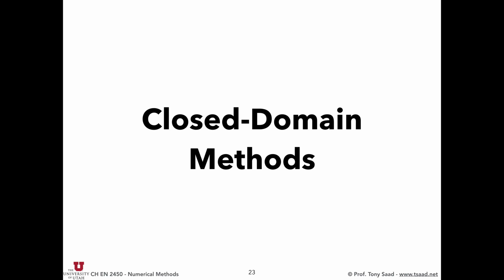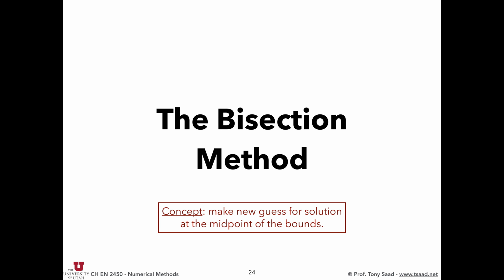Next, we will look at closed domain methods. And like I said earlier, these methods are based on bracketing a root and then refining that bracket until we hit the root. And the first method we will look at is one of the simplest root finding methods called the bisection method. And as the name suggests, we start with a bracket, an interval that brackets a root, and then bisect that interval in half. And then choose a new interval where we're sure that the root lies in there, and then keep refining and refining until we hit the root.